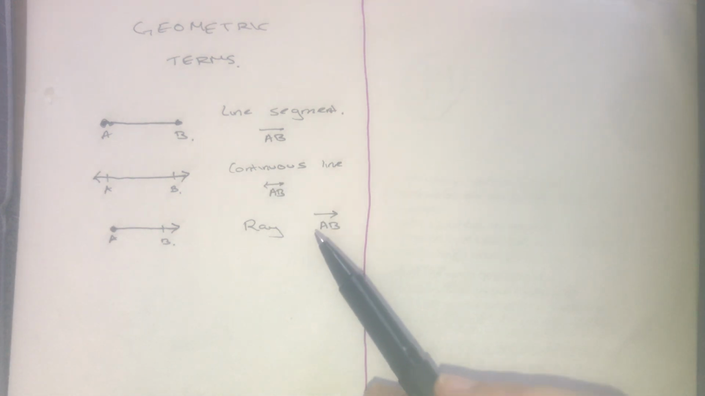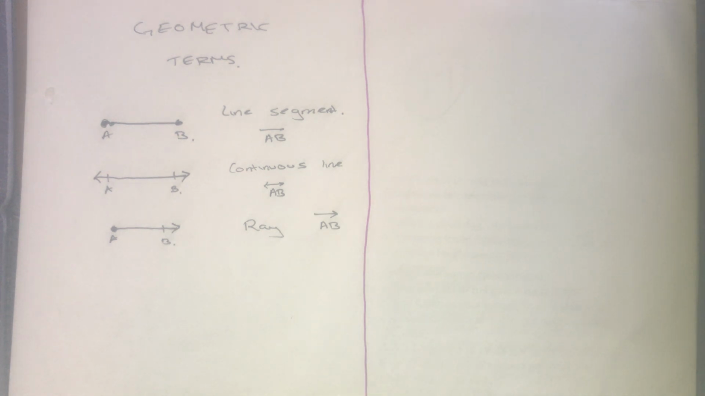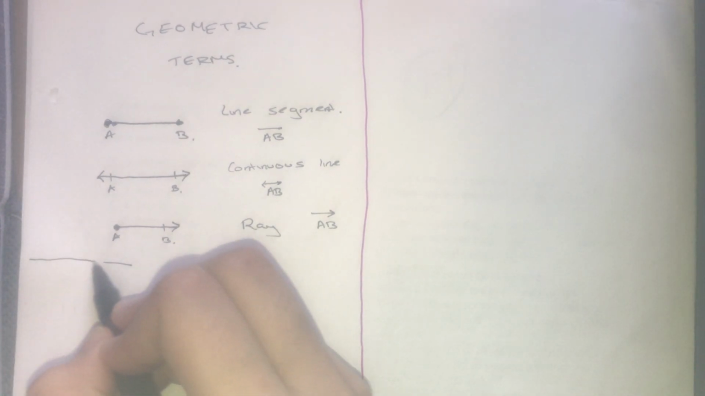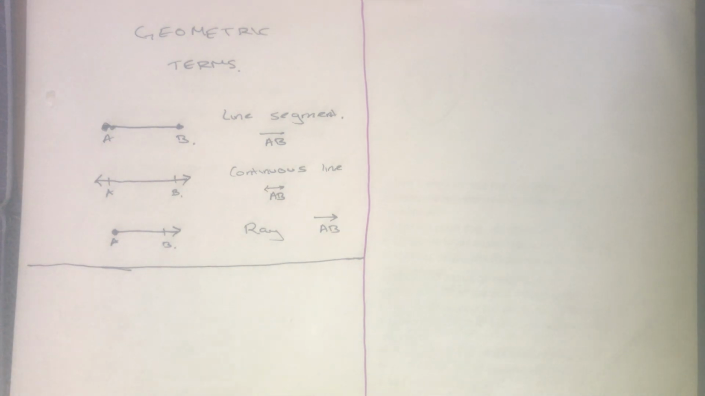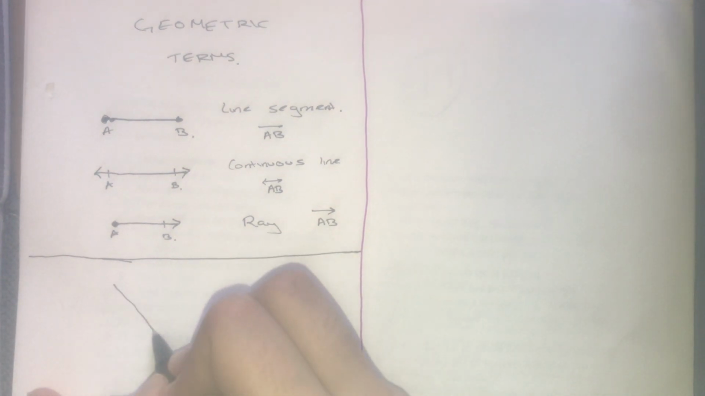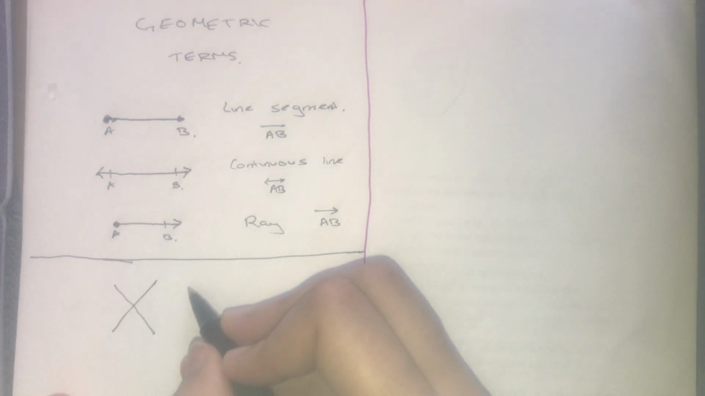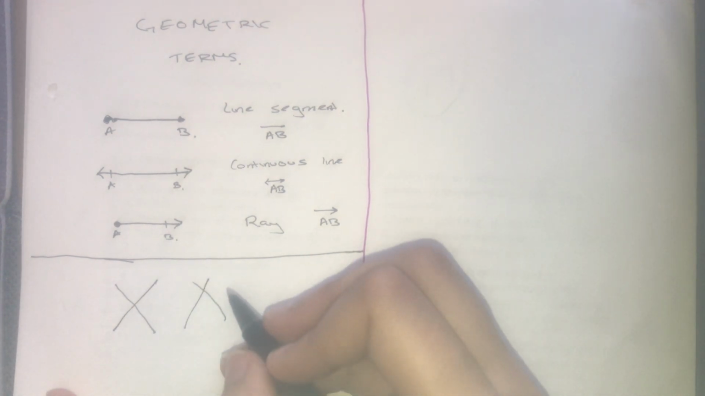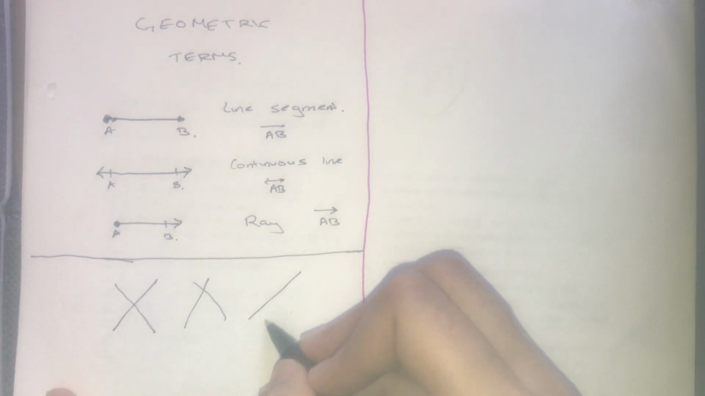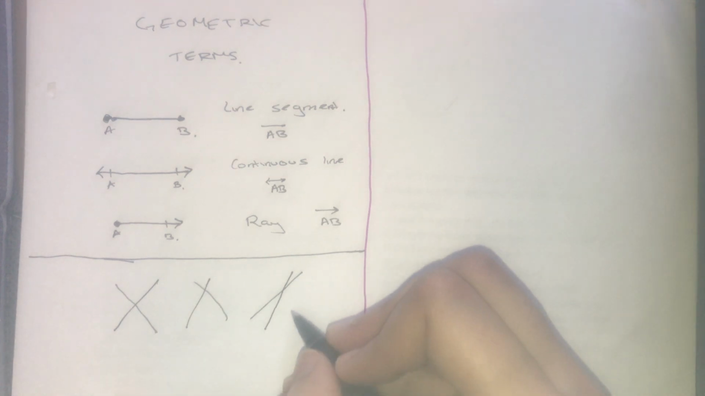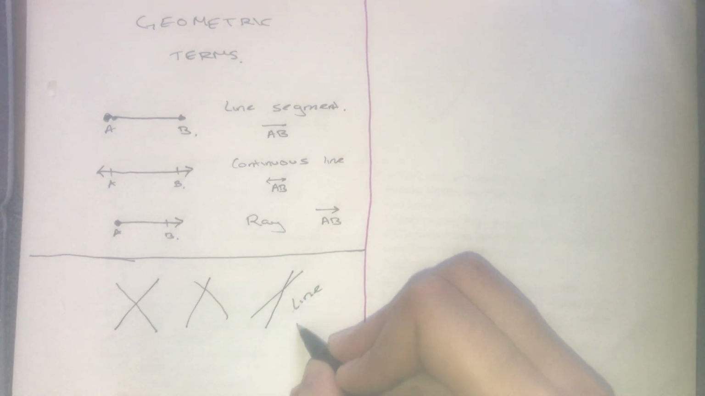So now we know types of lines: a line segment, a continuous line, and a ray. Let's go on to intersecting lines. So what is an intersecting line? An intersecting line is when two lines meet, when two lines cross each other, whether it's like that, or like this, or like this. You see, two lines are crossing each other, so that is a line intersection.